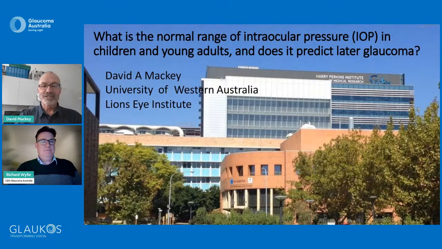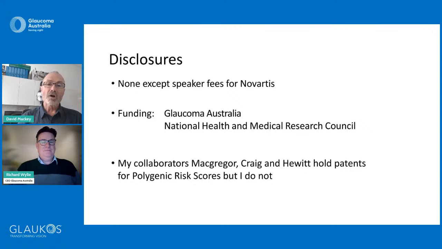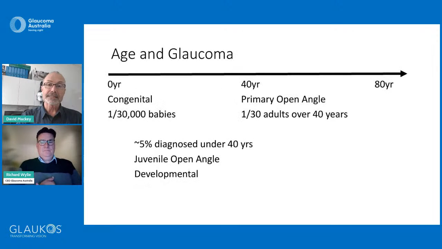It's a great pleasure to be able to talk today, particularly having received the Quinlivan Award. And I have immense association with Glaucoma Australia, or as the Glaucoma Foundation it was originally known. I'll be talking about some of the genetics of glaucoma. I receive research funding from Glaucoma Australia and from the National Health and Medical Research Council. I don't have any commercial interests, but my collaborators, Stuart McGregor, Jamie Craig and Alex Hewitt, do hold patents.